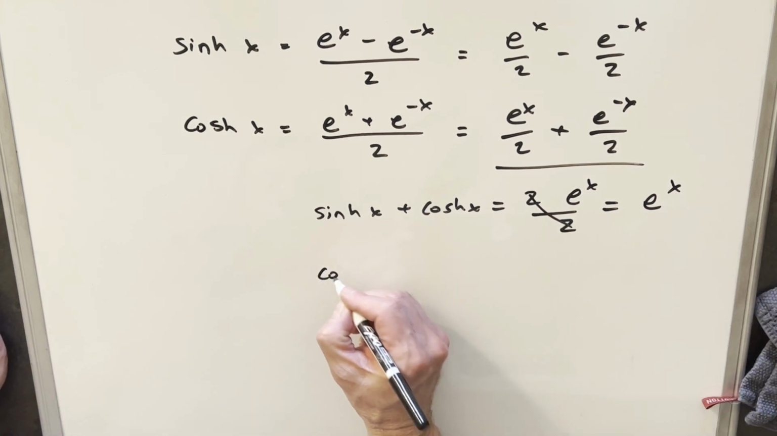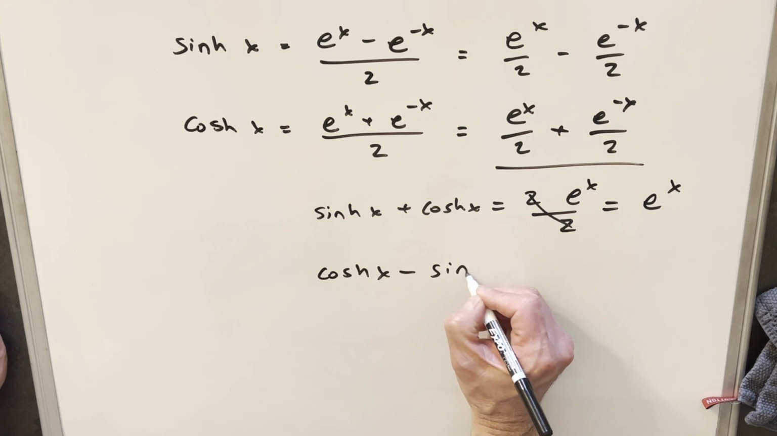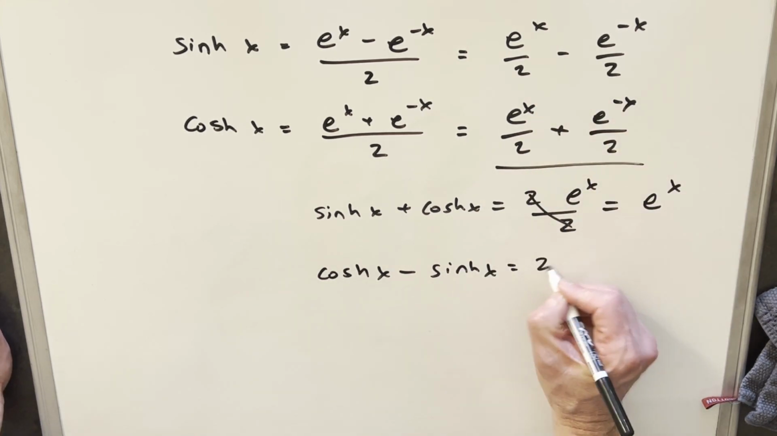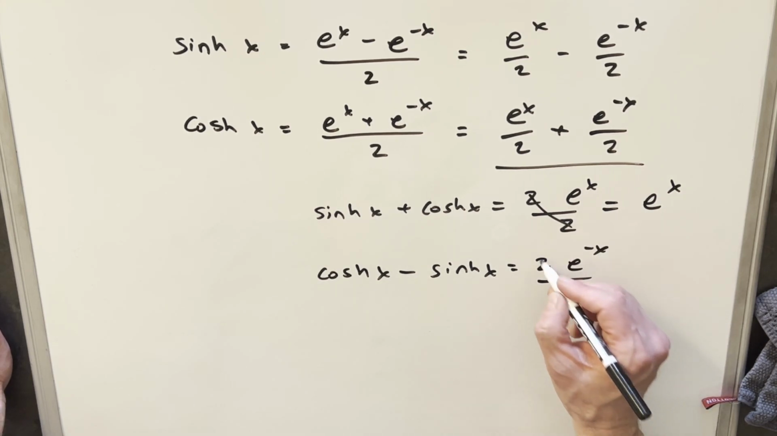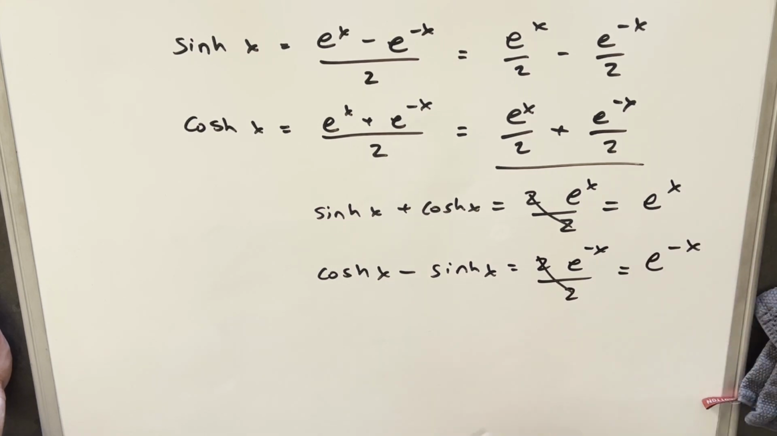And then doing something really similar, if we just subtract these, but starting with cosh, so cosh x minus sinh x. So what's going to happen is these first terms are going to cancel, and we're going to get 2 of the second term. So we're going to get 2 of e to the minus x over 2, but this cancels. And so this expression is just e to the minus x.